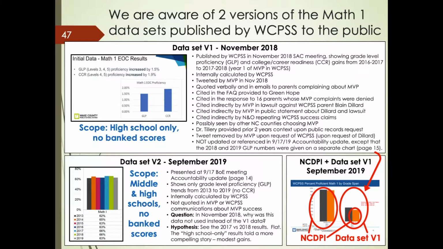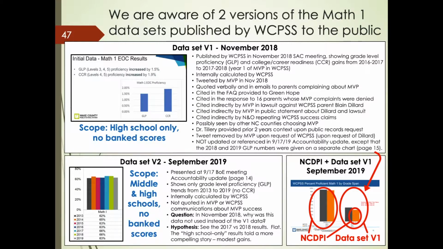This first one is what I would call dataset V1, version 1 from November 2018. This is a chart that was published by Wake County Public School System in the SAC meeting, as I said. It shows GLP and CCR gains between the school year ending in 2017 and the school year ending in 2018. So that is year one of MVP in Wake County. As I noted, it is internally calculated by Wake County Public School System. It was tweeted by MVP in November 2018.